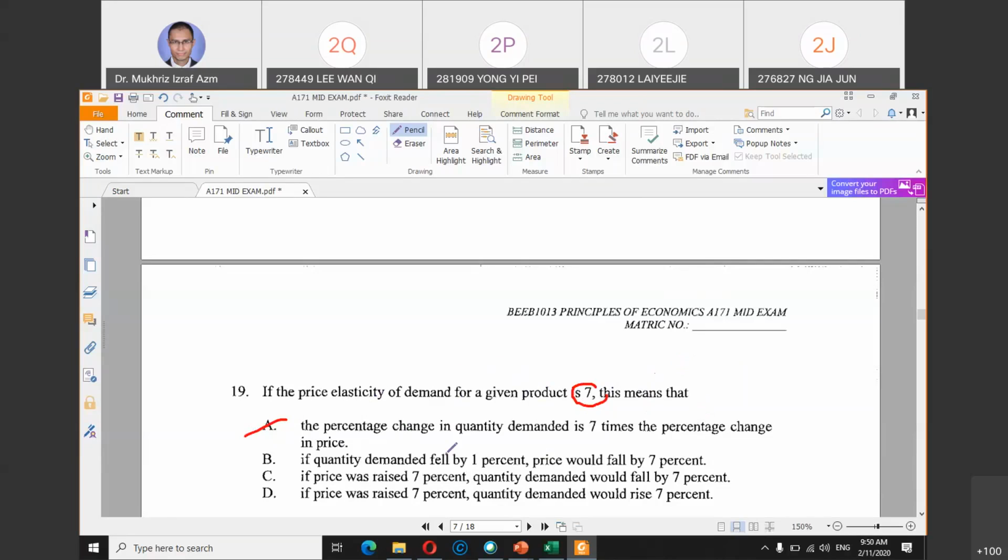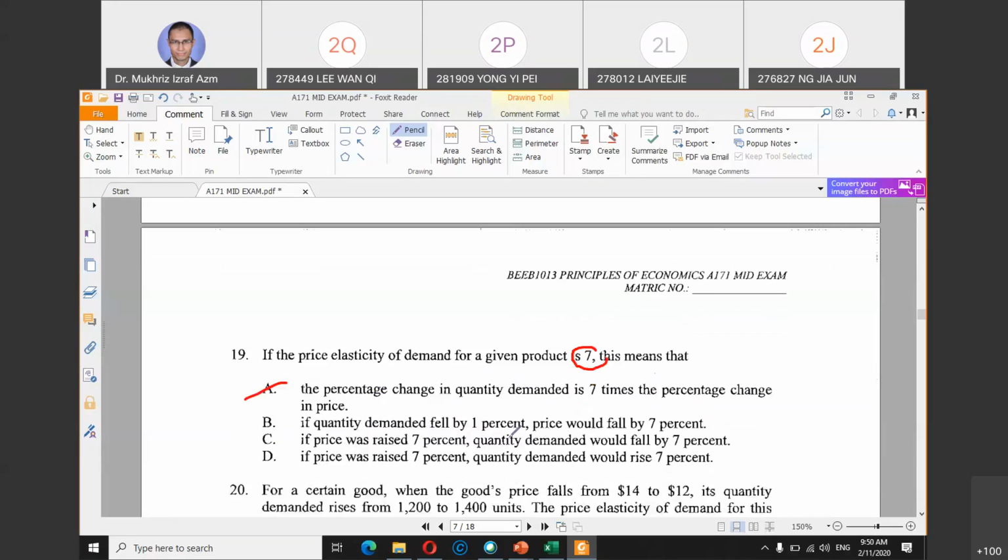Even if you are unsure A is the right answer, look at B, C, and D. If quantity demanded fell by 1%, price will fall. This is completely wrong because in terms of the formula, the price should change first, followed by quantity. You cannot start with the quantity change followed by the price. That's not how the law works.